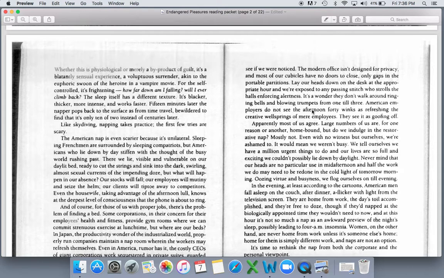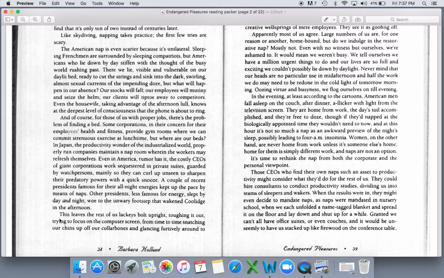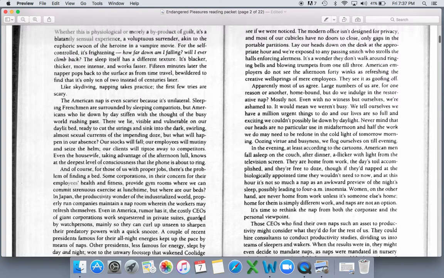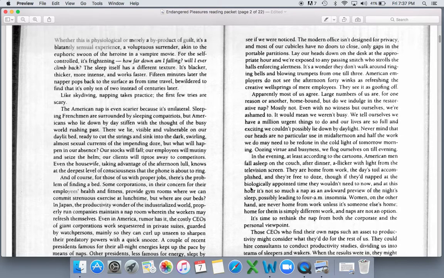Lastly, we have repetition of sound, and I mean it's all over the place in this paragraph, starting with the T: rest, bolt, upright, toughing, it, out, trying, time, snatching, furtive, and so on and so forth. So that is a little bit of alliteration, but also a little bit of consonance. And it's happening in other places here as well.